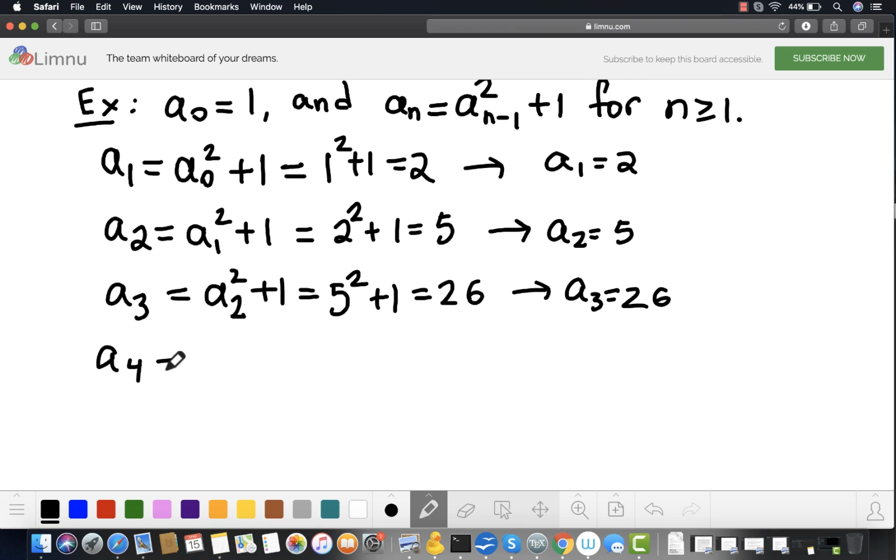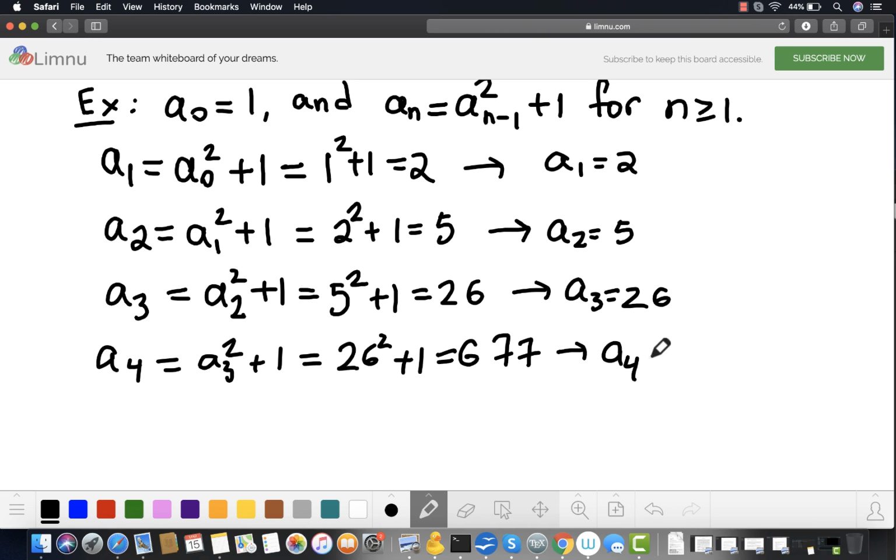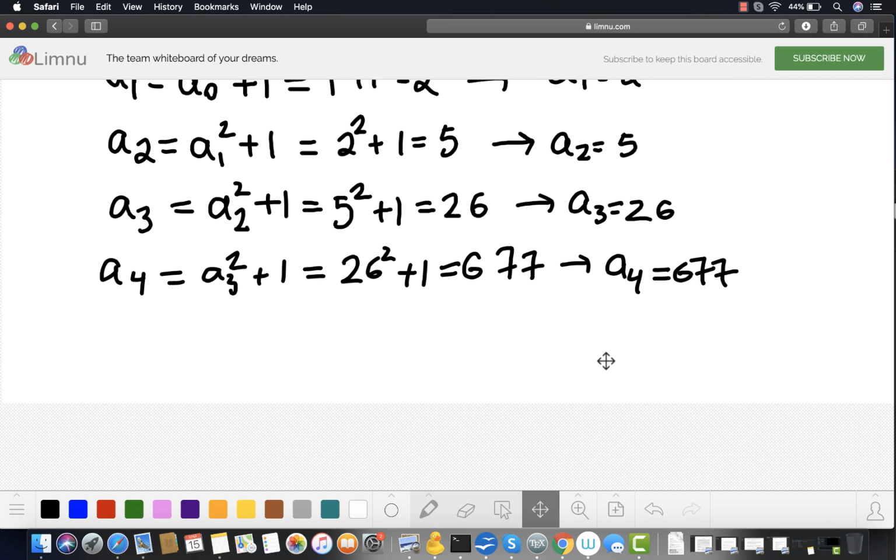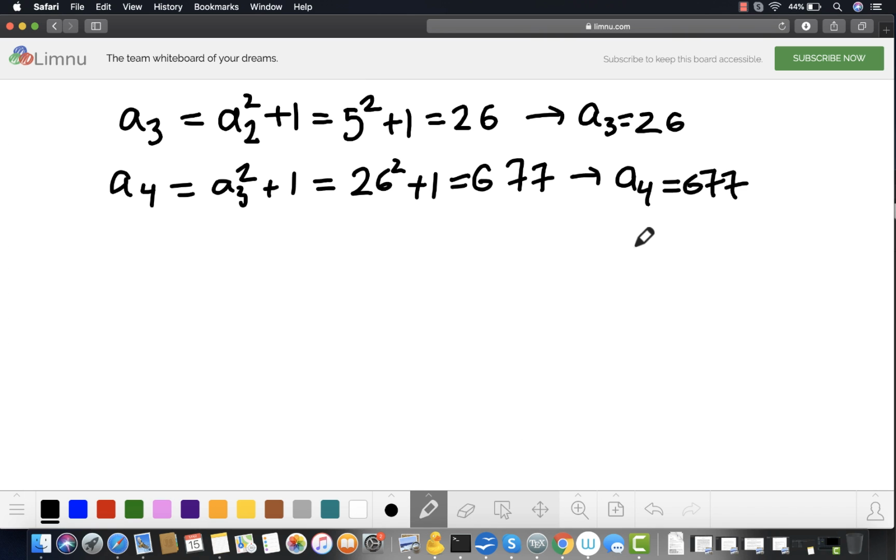And then a sub 4 is a sub 3 squared plus 1. And so that tells me it's 26 squared plus 1, which happens to be 677. So a sub 4 is 677. So you can see that terms are getting bigger and bigger really fast. So I'm not going to write down more terms.